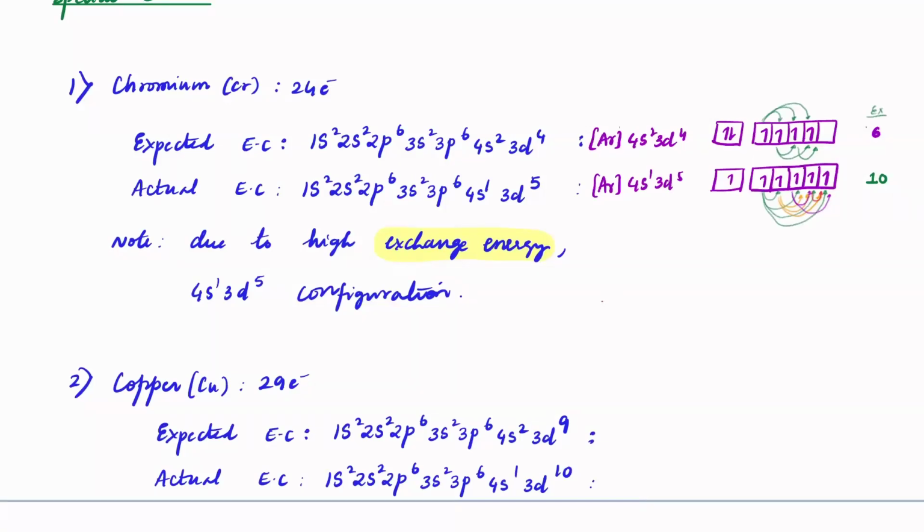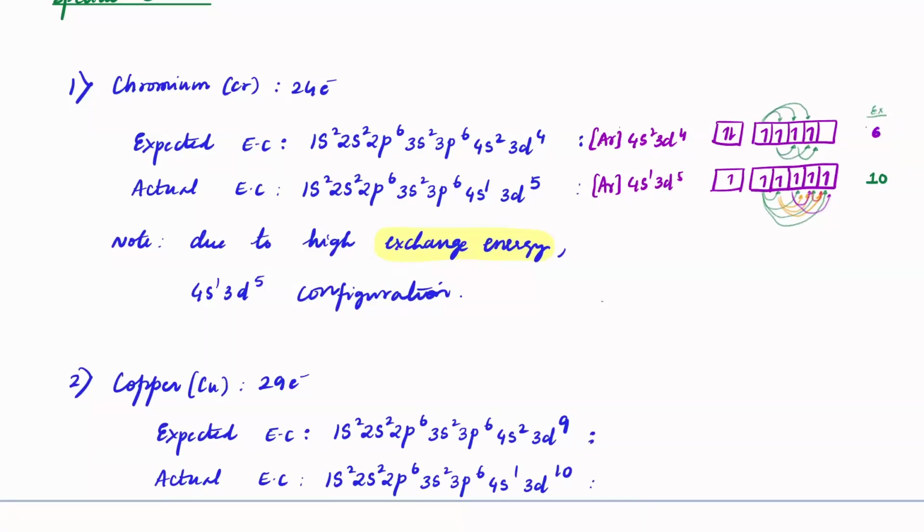So the more the area covered, the more the surface covered, the more stability you will attain. That's why chromium, instead of being in an expected configuration, will change to a more stable configuration, which is 4s1 and 3d5. So, sir, is there any particular number of exchanges only then we violate the Aufbau rule?